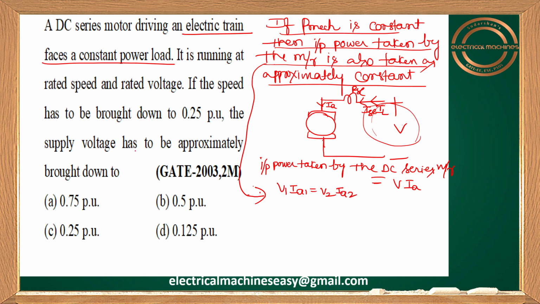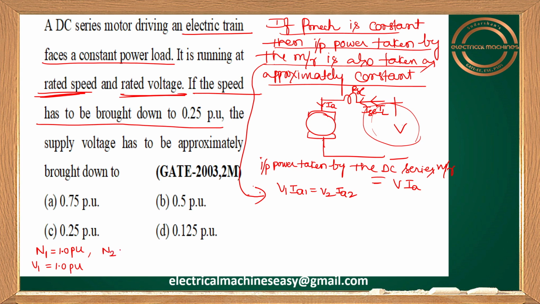One more thing: it is running at rated speed and rated voltage. Initially it is running at rated speed, so I take n1 as 1.0 per unit. Since it is rated voltage, the initial voltage V1 is also 1.0 per unit. Next, if the speed has to be brought down to 0.25 per unit, from 1.0 per unit to 0.25 per unit, then the supply voltage has to be approximately brought down to.